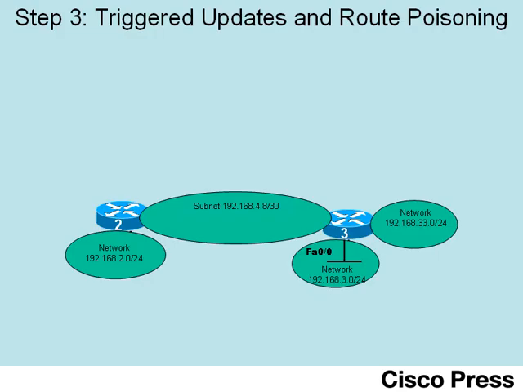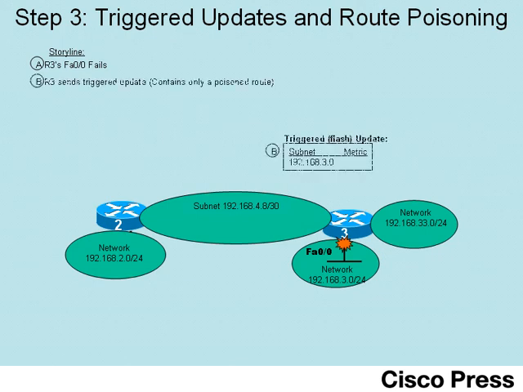Next, we'll move on to step 3 of this video. This step uses a sequence of 3 events that shows how triggered updates, route poisoning, and poison reverse work. First, at step A, you see that R3's FA0/0 interface fails. So R3 immediately reacts, sending a triggered update. Triggered updates, by their nature, are sent in reaction to some change, typically a failure in the network.